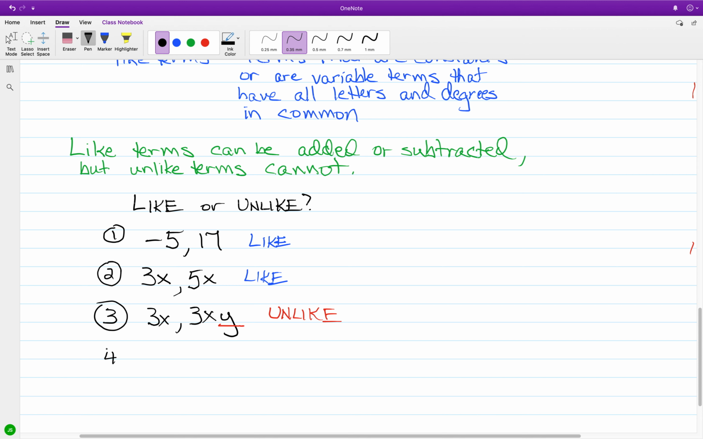Let's say as a fourth case, say we have 4a squared b squared c to the third, and we have negative 14 a squared b squared c cubed. We have the same letters, a, b, c. The degrees in a, b, and c are identical throughout, and so these terms can be combined by adding and subtracting. So these are going to be like terms.